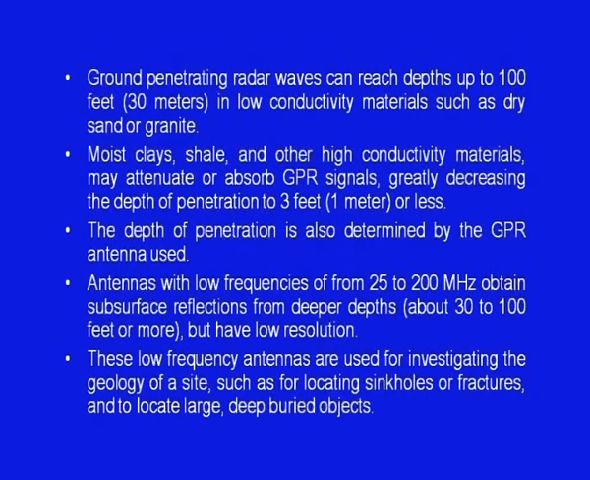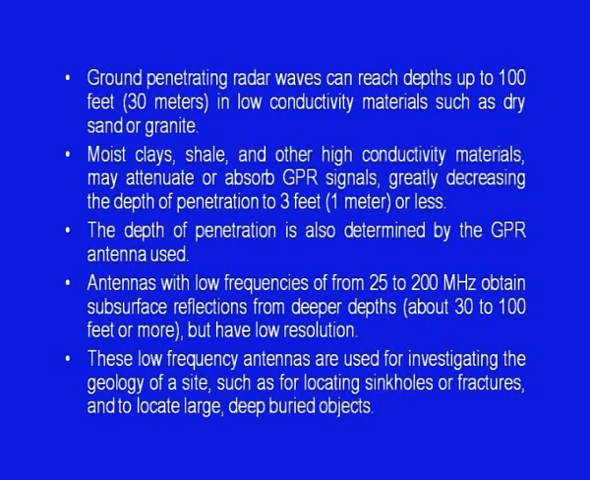Ground penetrating radar waves can reach up to a depth of 100 feet or 30 meters in low conductivity materials such as dry sand or granite. Moist clays, shales and other high conductivity materials may attenuate or absorb GPR signals, greatly decreasing the depth of penetration to 3 feet, that is 1 meter or less. The depth of penetration is also determined by the GPR antenna used.